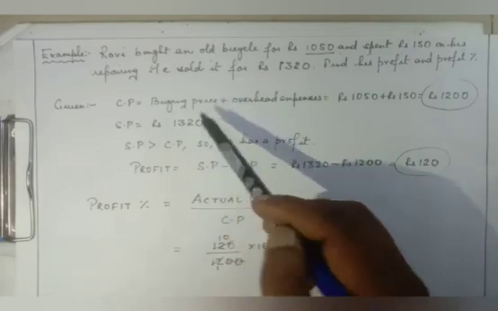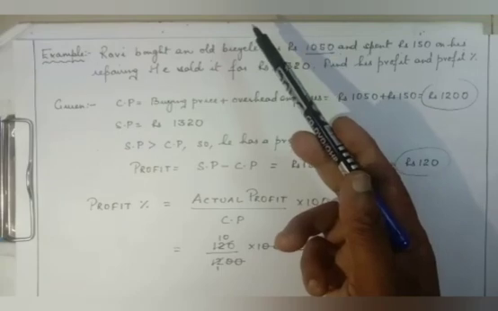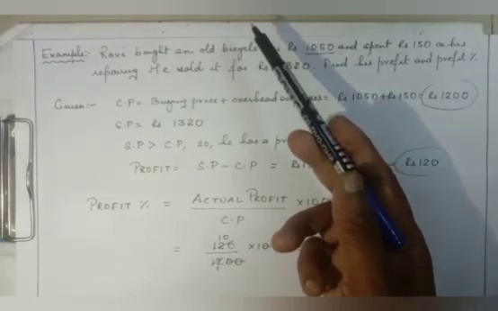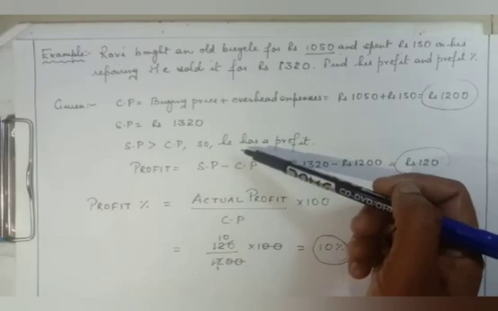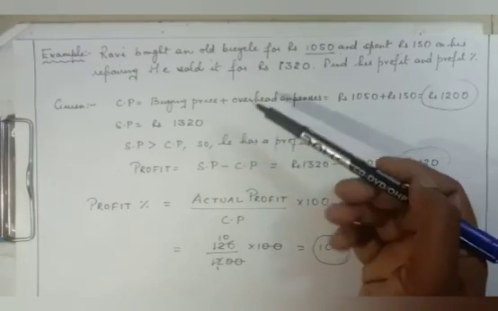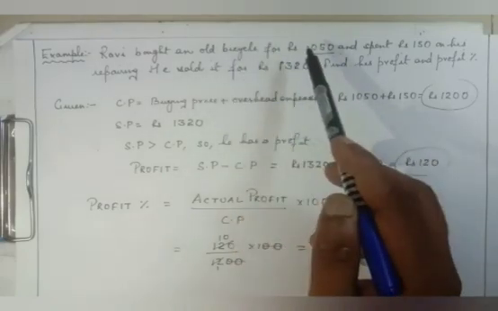Suppose if I bought a refrigerator from a market, and whatever expenses I am going to spend to bring that refrigerator to my home, means the expense that is being spent on trolley or rickshaw, that will be added in the cost price.